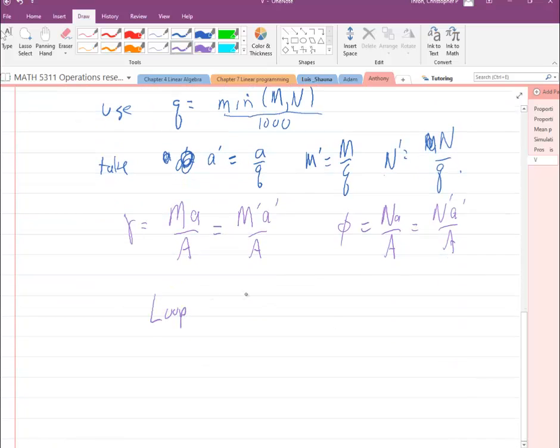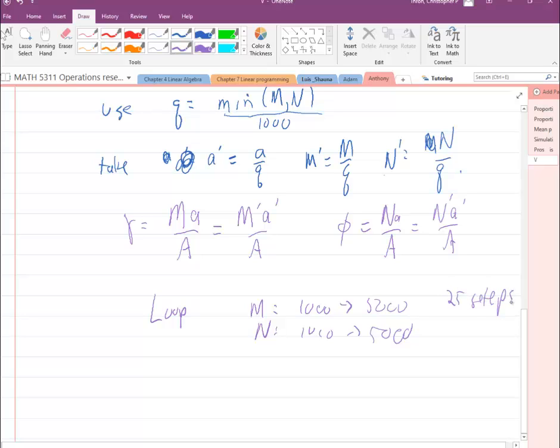You can loop. M was going to go from 1,000 up to 5,000, and N equal 1,000 up to 5,000. And I suppose we could take 25 steps. If I take 25 steps, that's going to be 25 times 25, or 625 simulations. That might be a little bit too much, but we might have to scale that back down a little bit. But I think that may be a reasonable goal. Maybe we take it down to 20.